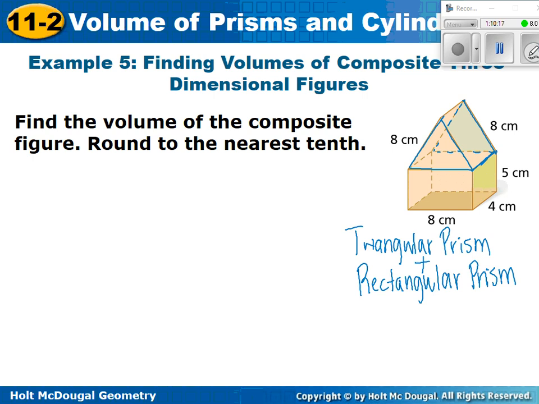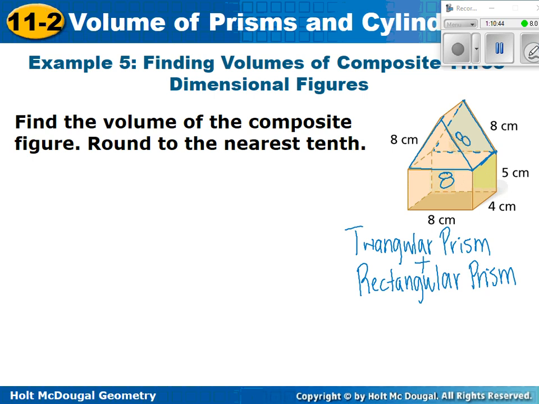Notice something about the triangular prism, though. This is 8. This distance is 8. So what does that make this distance? 8. And so if this is 8, what does that make this distance? 8. So what kind of triangles do you have? Equilateral. So it'll make finding the area of that base pretty easy. You can use that s squared square root of 3 over 4.